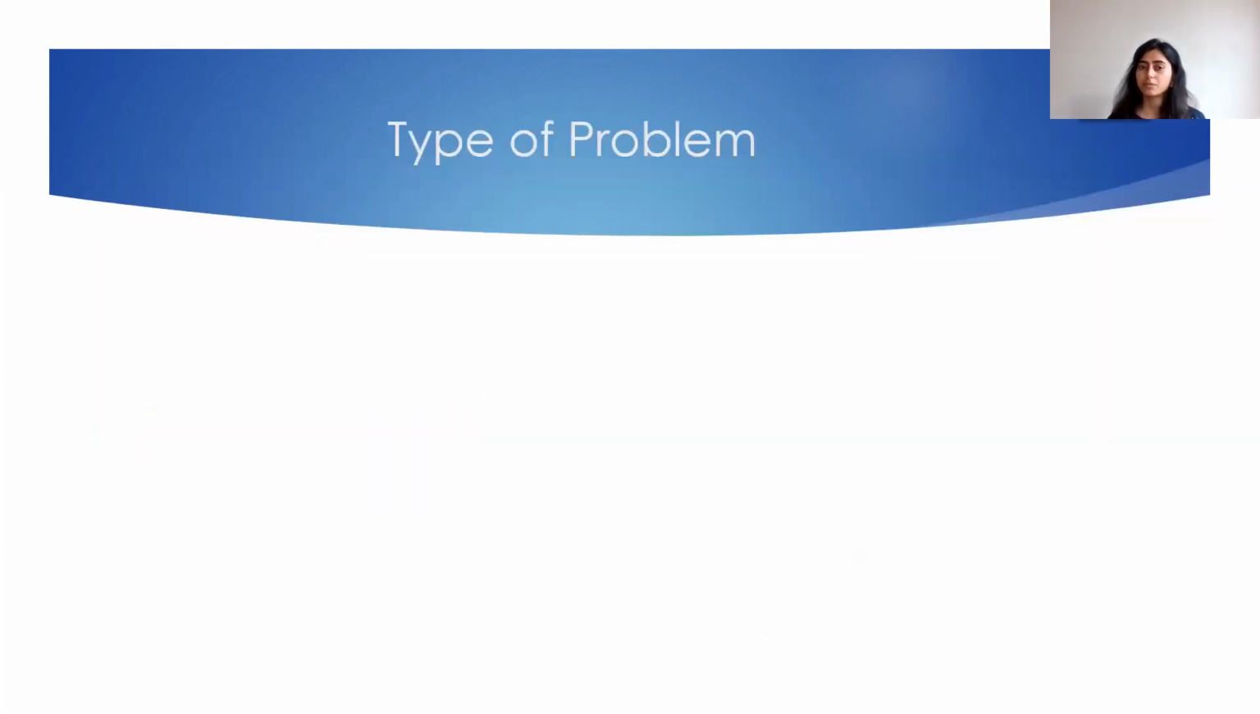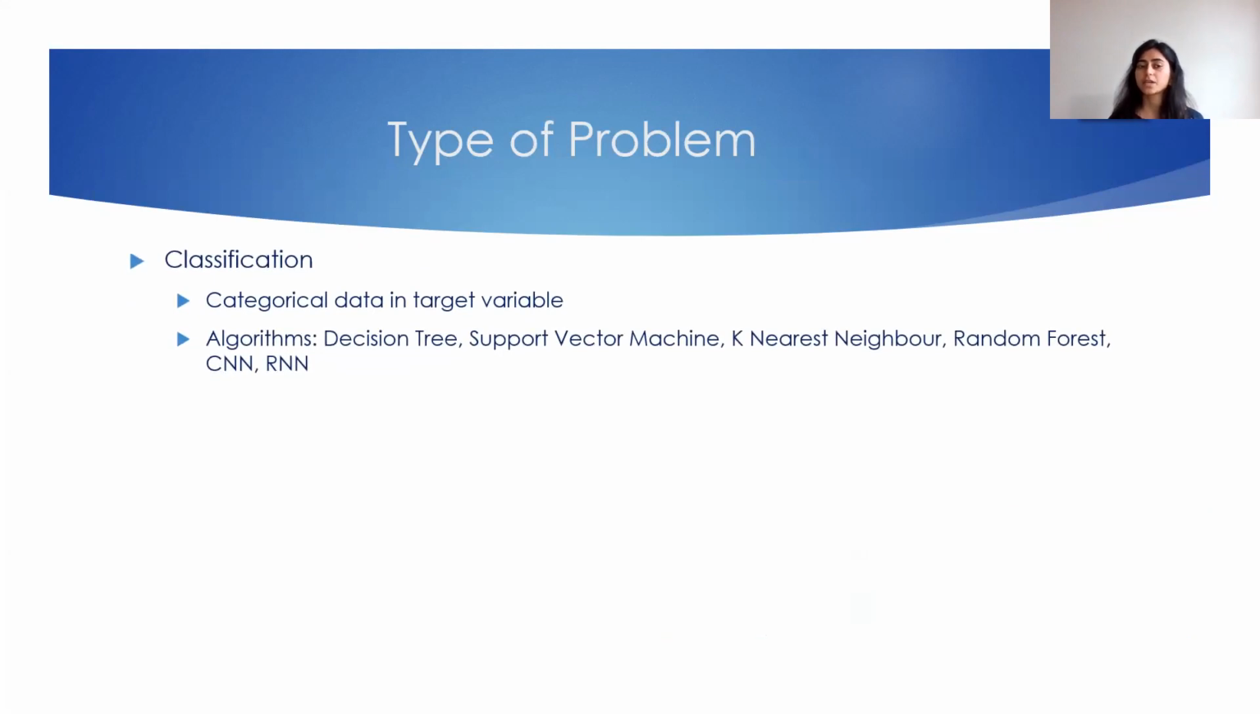Next is the type of problem, what kind of problem we have. A classification problem is when the output which we are going to predict is of the class type or categorical data. For example, categorical data means either yes or no. Suppose we classify images, whether an image is of a cat or dog. There is no particular value, but there is a class. So this is classification data. The most commonly used algorithms for classification are decision tree, support vector machine, k nearest neighbor, random forest, CNN, and RNN.